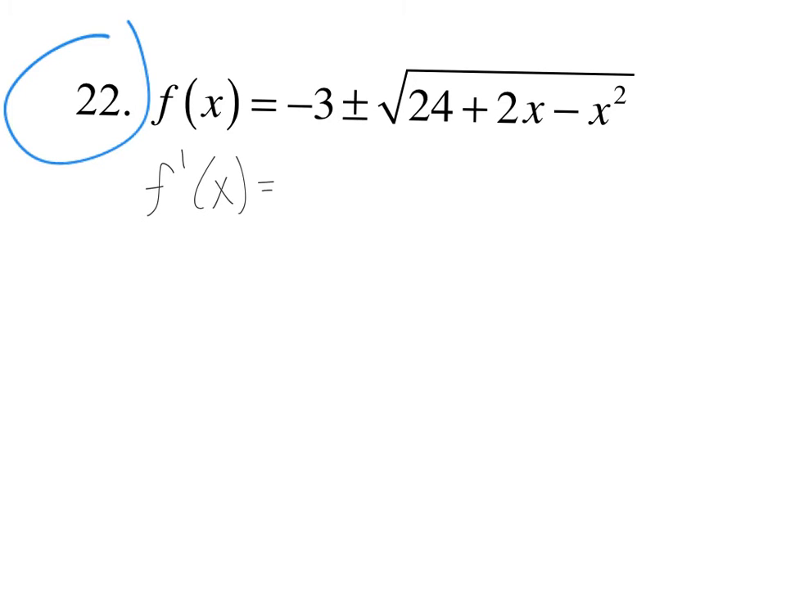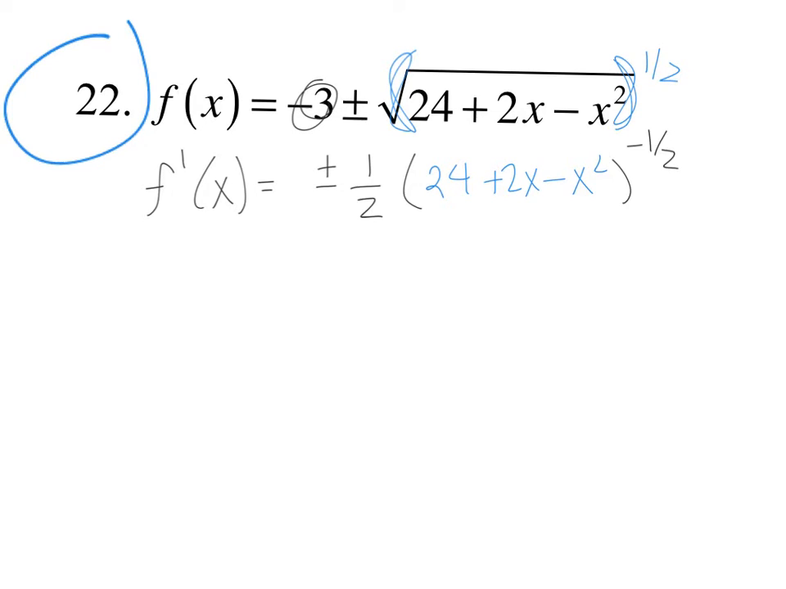All right, the derivative of a constant is 0. So let's take the derivative of this over here, plus or minus 1/2, and so on, to the negative 1/2. So we did our big chain rule. I rewrote this as 24 plus 2x minus x squared, all of that being raised to the 1/2 power. So we've got 1/2, 24 plus 2x minus x squared, all raised to the negative 1/2. And with that plus or minus in the front, that's okay.